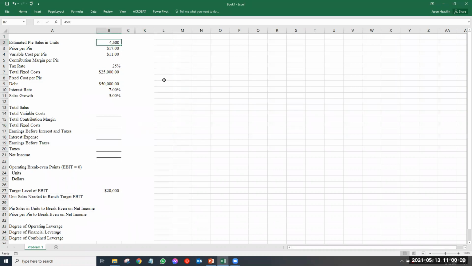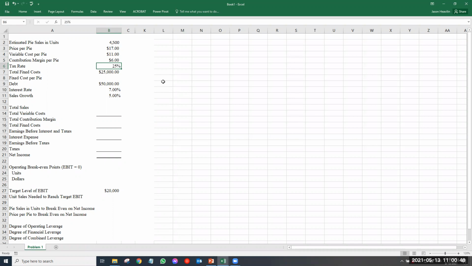So the information we have is that there's an estimated pie sales in units of 4,500 pies. The price they sell it each is $17. The variable cost per pie or per unit is $11. And what we can do at this point is calculate the contribution margin per pie or per unit by taking the sales price minus the variable cost, and we have a contribution margin per unit of $6.